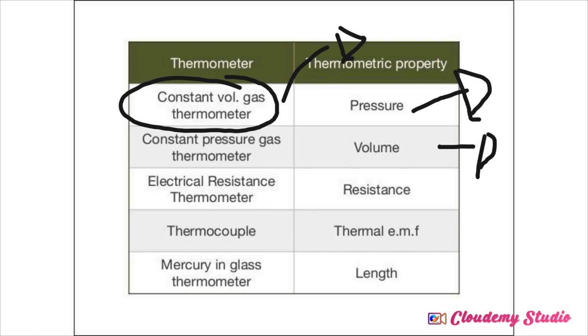Then we have the electrical resistance thermometer. This one uses the resistance of a metal. That's the thermocouple. Please note all these thermometric properties. Mercury in glass, like I said, uses length, like how the liquid expands. Most of the thermometers you are going to find in your laboratory are liquid-in-glass thermometers, which could use water, alcohol or mercury.